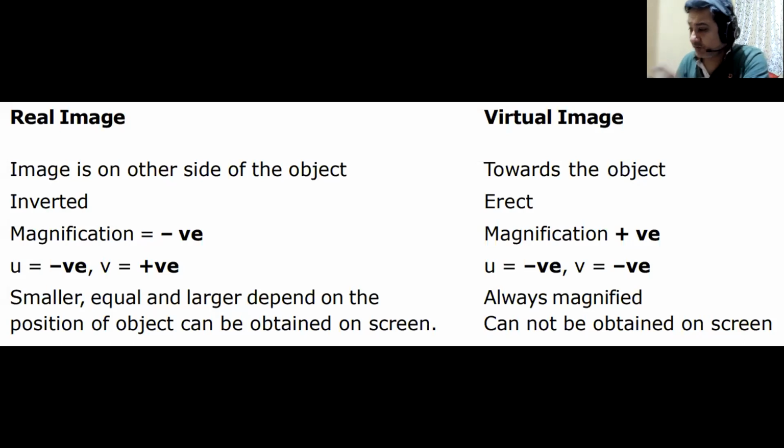Well, then we move on to this table, real image and virtual image. We always know their differences. This is just to go through them. Real image for a convex lens, for a lens we are talking about. Real image is on the other side of the object. Remember, for a concave mirror, it was on the same side. That is the difference between the two. Real image is inverted. This is erect.